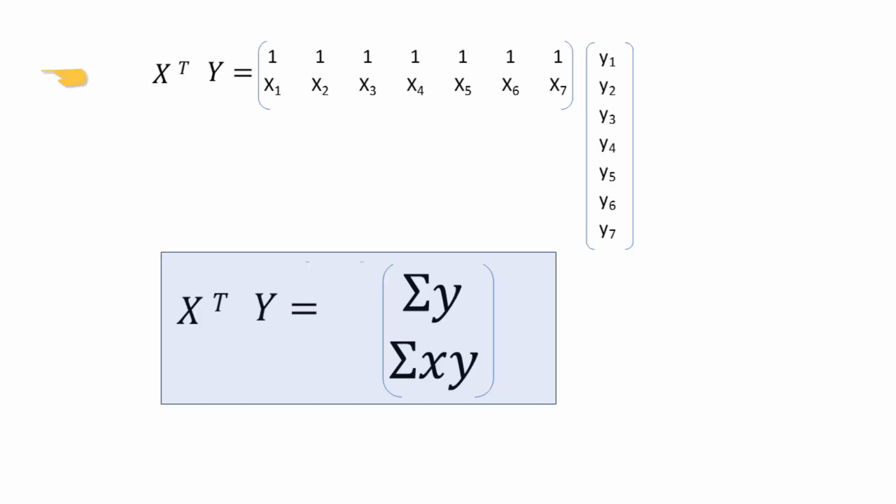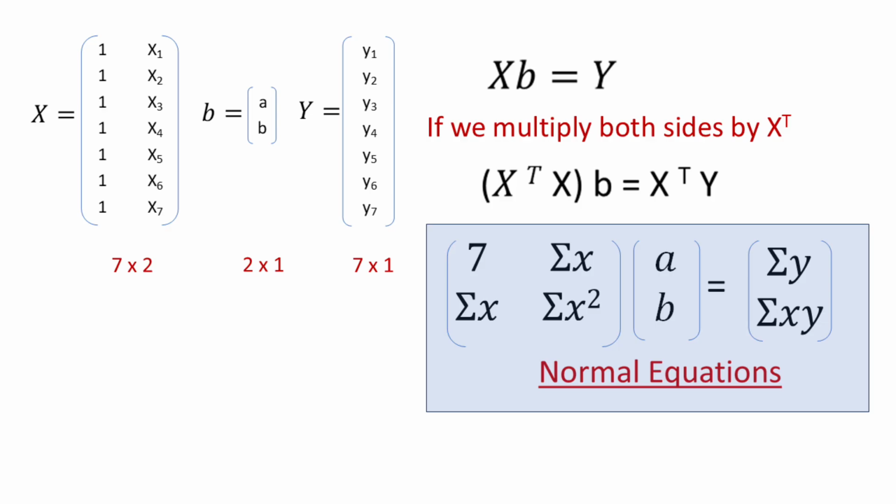Likewise, X transpose Y will look like this. And therefore, it's going to be the 2 by 1 matrix: summation of Y and summation of XY. Now, what's very interesting about this one is that if we multiply both sides by X transpose, then we will actually get the normal equations.